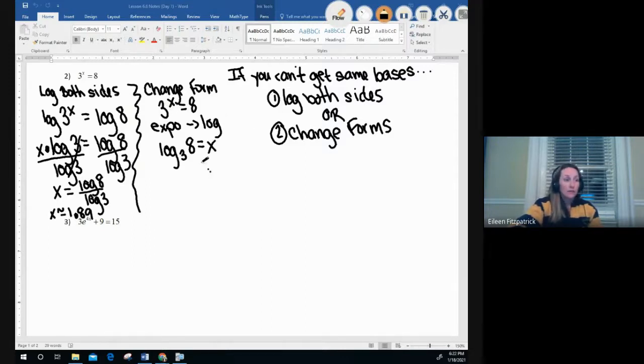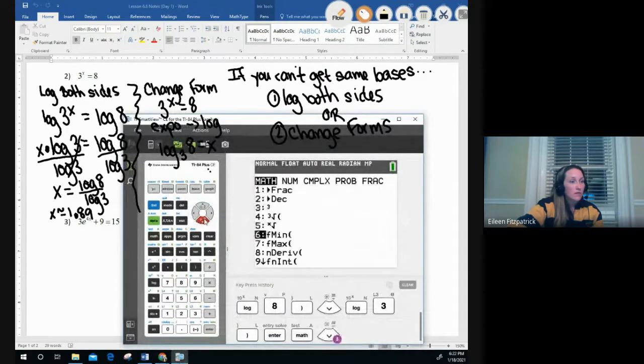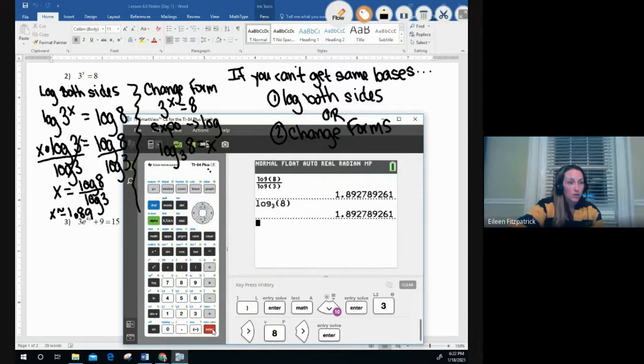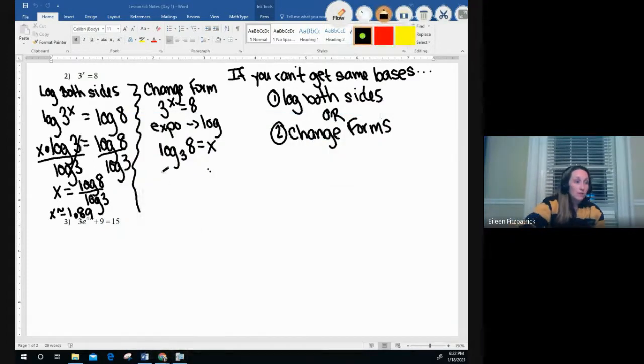So now I'm going to take my calculator and just do log base 3 of 8. All right. So math, go down so you can get log base 3 of 8. And I should get the same decimal value, which I do. All right, so you have two different ways of doing that problem. In both cases, you get that x is approximately 1.89.